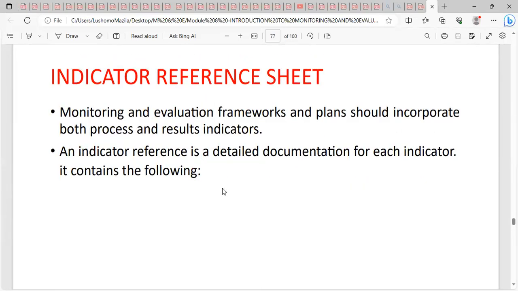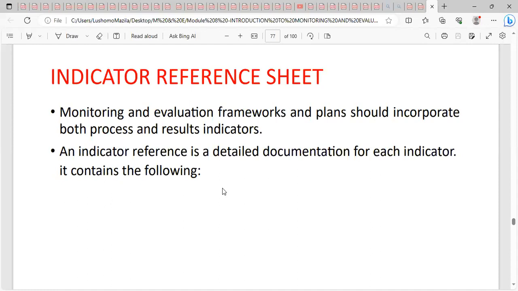Thank you very much. Let's look at the indicator reference sheet. Do you remember how we defined what the monitoring and evaluation plan is? What did we say it is? We said it's a book, or a document that contains everything about monitoring and evaluation.